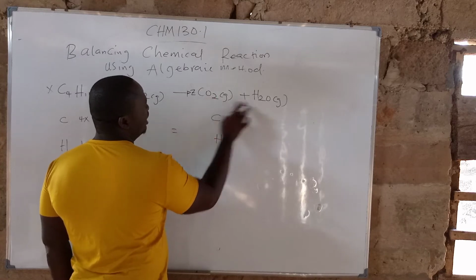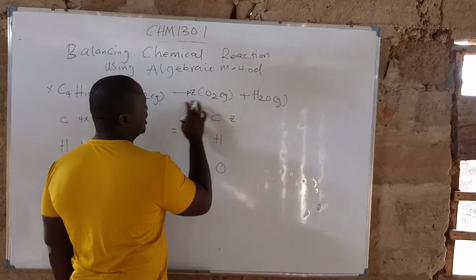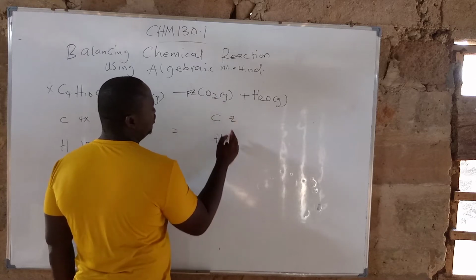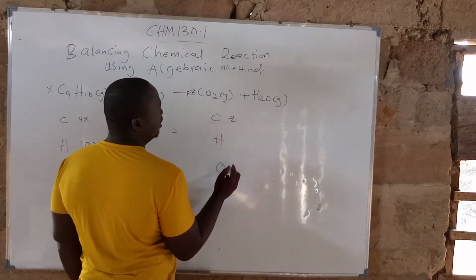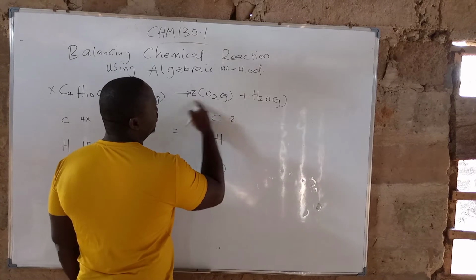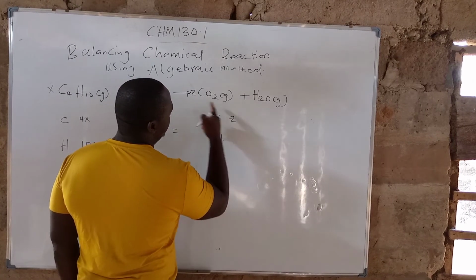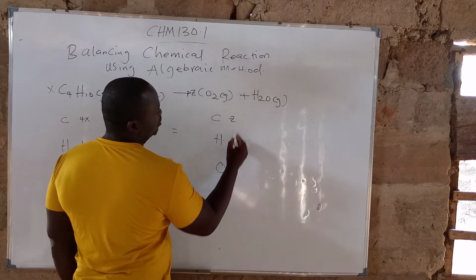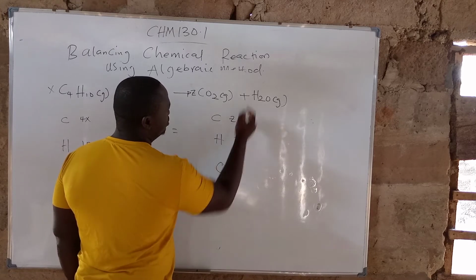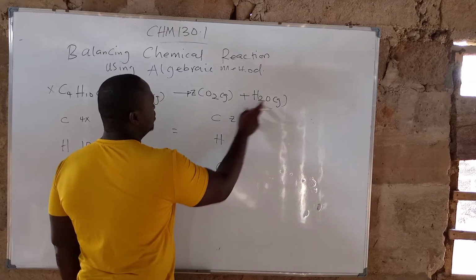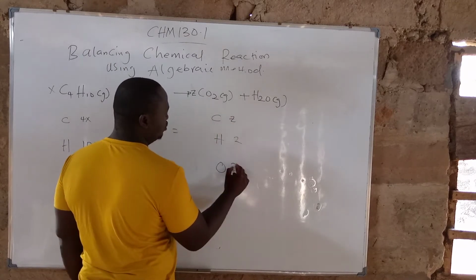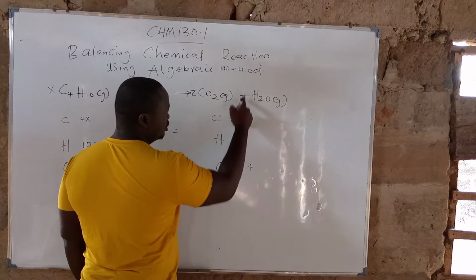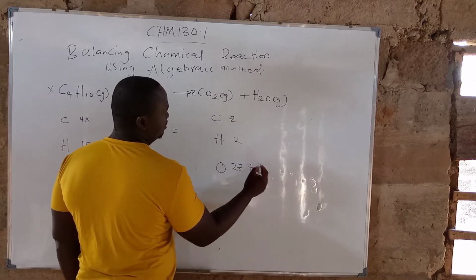For oxygen, we have oxygen here, be careful now. So this times this should give you for oxygen. For oxygen, let me do for hydrogen first. I've done for carbon, this for hydrogen. For hydrogen we have only 2, right? We have 2, there's nothing there. Then for oxygen we have, this times this should give you 2Z plus 1, right?